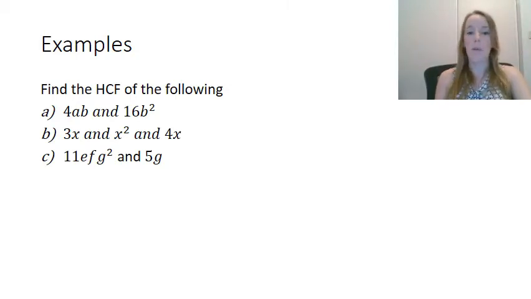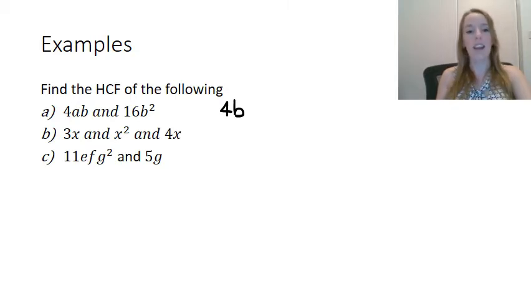For our first one, we've got 4ab and 16b squared. We have to find the highest common factor. We're going to look for our numbers first. The highest common factor of 4 and 16 is going to be 4, since both can be divided by 4. Then we look at our pronumerals: we've got ab and b squared. Both of those can be divided by b. So our highest common factor would be 4b.